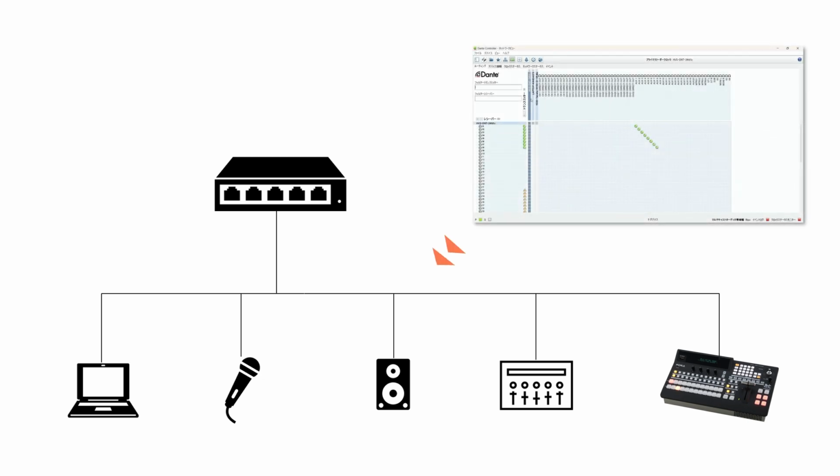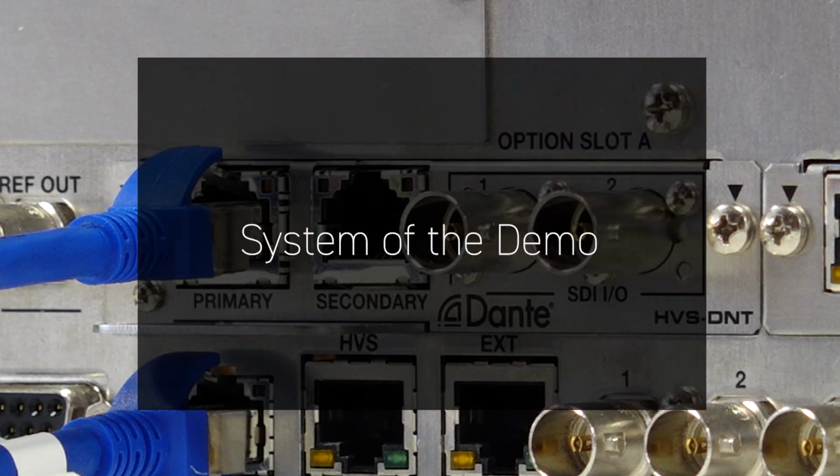The Dante controller enables Dante network configuration and audio routing, allowing different sound sources to be freely mapped and assigned. If your video switcher supports the Dante option, you can take advantage of these sound resources. Now watch a demonstration of the HVS-DNT.